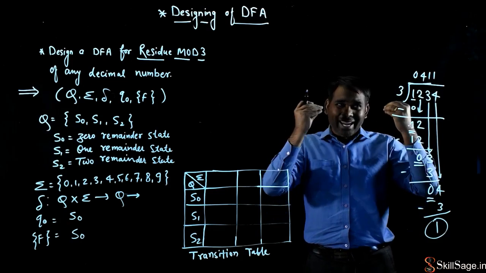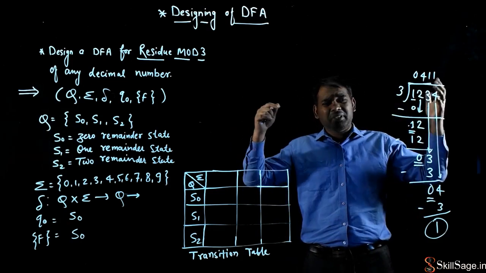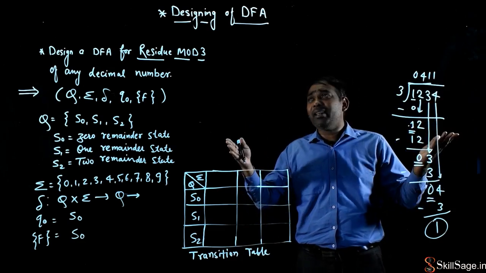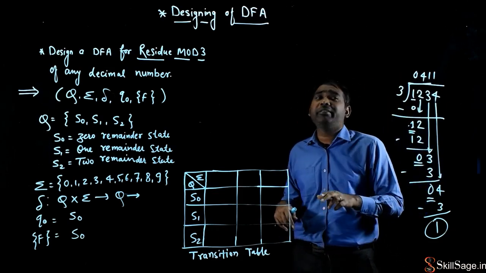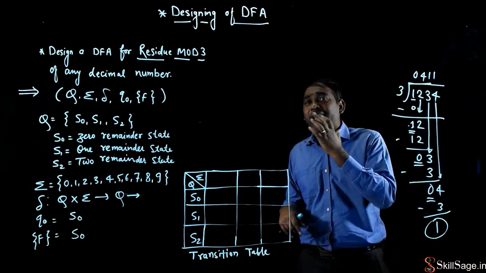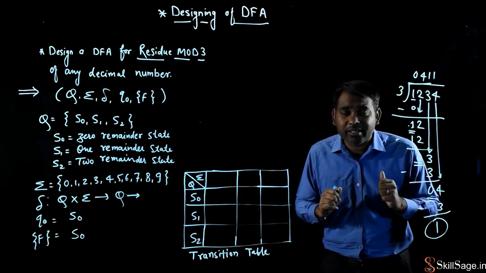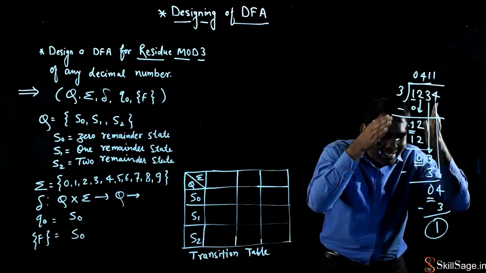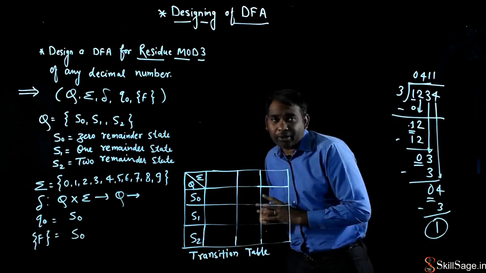We want to accept such decimal numbers, which can be of any length. If that particular number is perfectly divisible by 3, then only such a string should be accepted by this DFA, and other strings should be rejected by this DFA. So how are we going to do this? We are going to follow the same steps while designing the DFA for this particular problem.